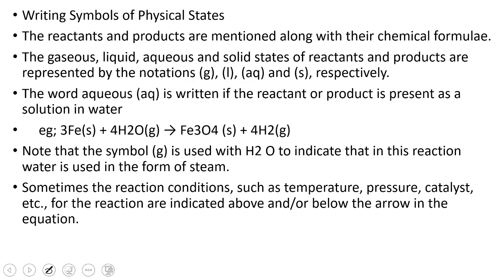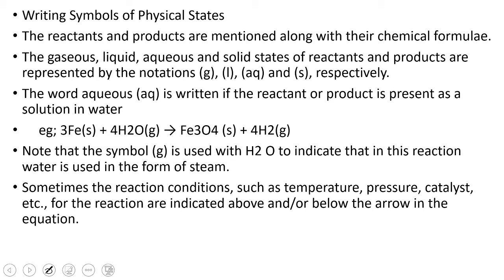So the next topic is writing the physical states of the reactants and products, which makes the chemical equation more informative. What do you mean by physical state? Physical state means, matter exists in 3 states, right? It's solid, liquid, gas. That will express the physical states of the reactants and products. If that is expressed in the chemical reaction, that makes the chemical equation more informative.